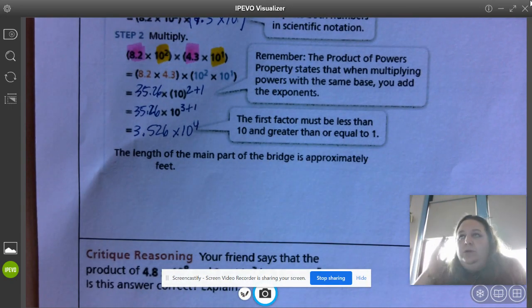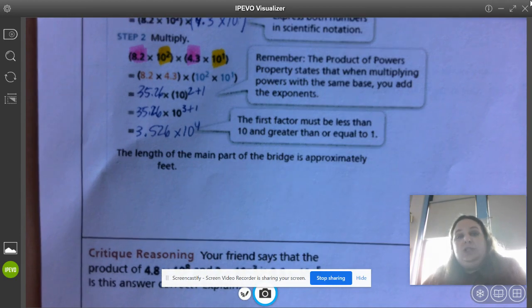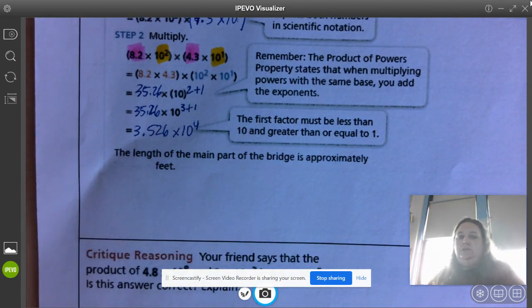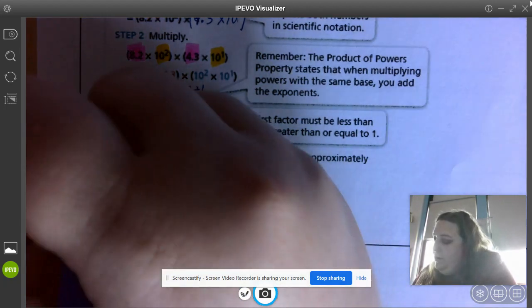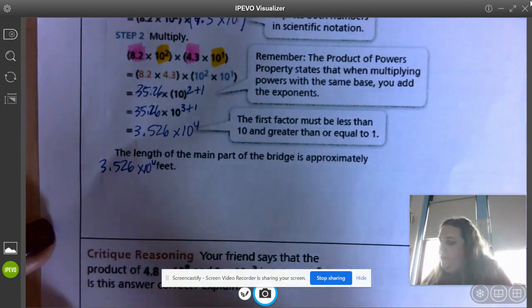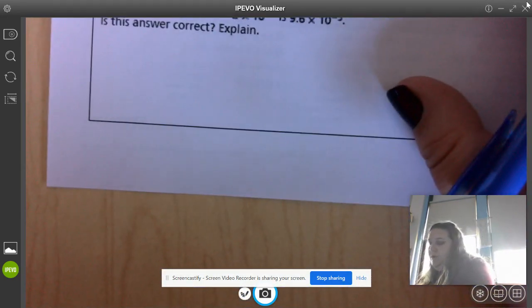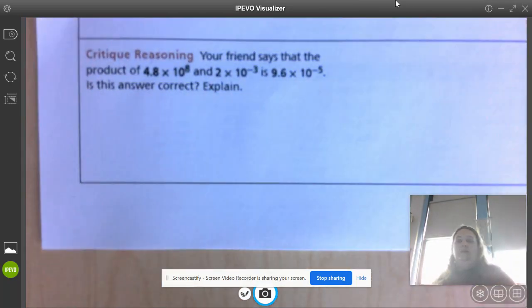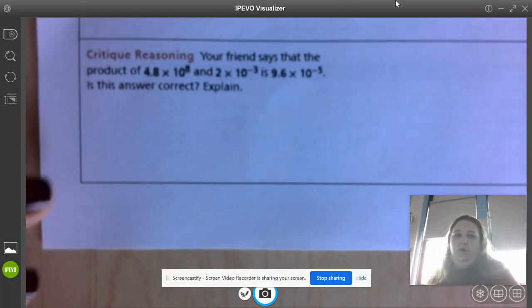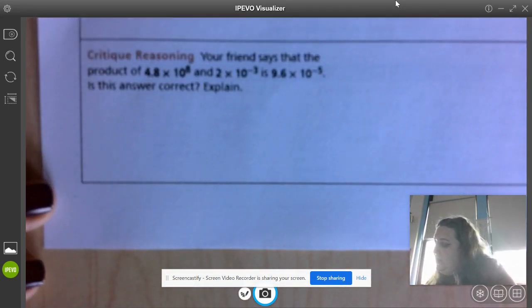Okay. That can be a little tricky to wrap your brain around. So if you're looking at this like, I'm still not sure how we got this last part, that's okay. But make sure you ask questions for when you get to the practice. Okay. So the final answer would be 3.526 times 10 to the fourth feet. Okay. Go ahead and pause and try this next one and then come back and see if your answer is correct. All right, so we're going to multiply 4.8 times 10 to the 8th and 2 times 10 to the negative third and see if we get the same answer.